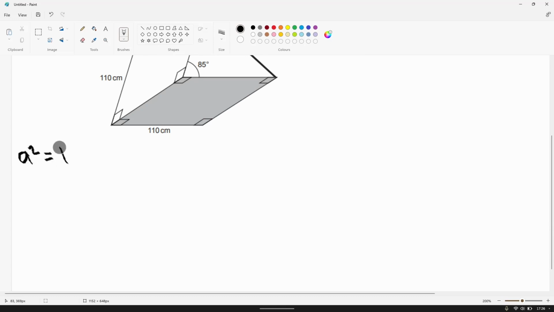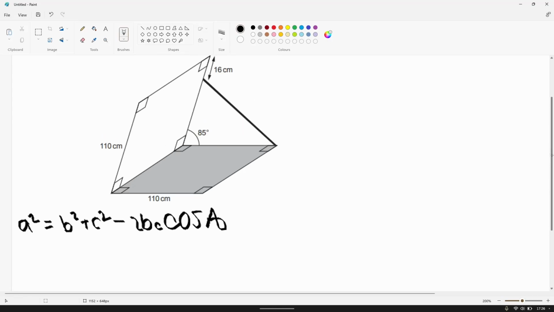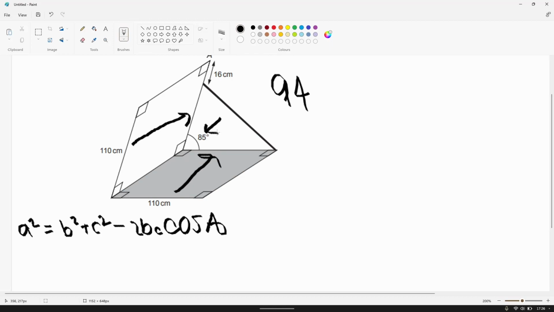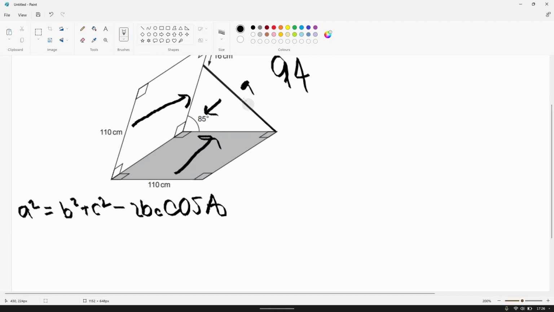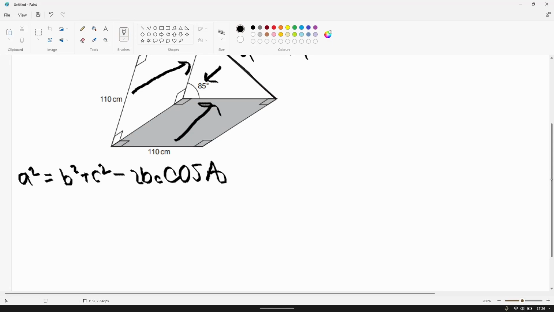a squared equals b squared plus c squared minus 2bc cos A. And we can see we've got the numbers for that, because that goes there. We're using a minus 16 from the 110, so 110 minus 16 is what? 94. And just 110 there. So we've got b and c, we've got our cos A, and this length here is a. So all we need to do is put the numbers in.